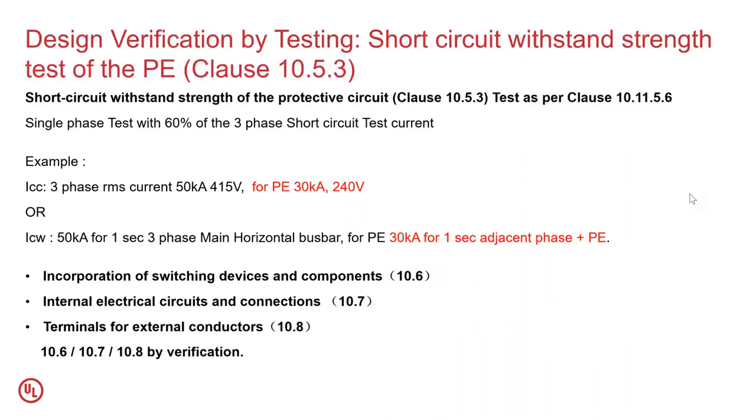details required here. Internal electrical circuits, as I mentioned to you during my first slides, you have to properly use approved cables, wires and connections inside the switchboard to ensure there is no shock hazard. Again, I mentioned earlier, terminals for external conductors: you keep proper sockets and plugs at home. In the same way, in the switchboard also, you have to keep terminals for external conductors suitable to connect the external products to the switchboard. Please note this, 10.6, 10.7, 10.8 is only by verification.